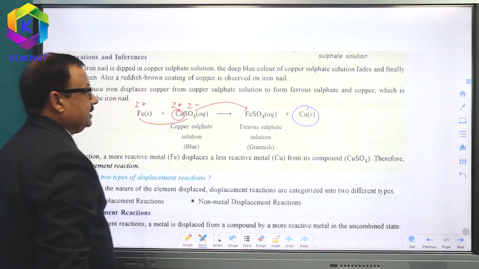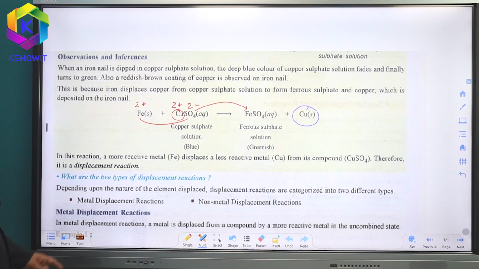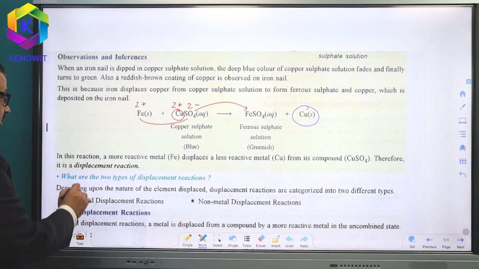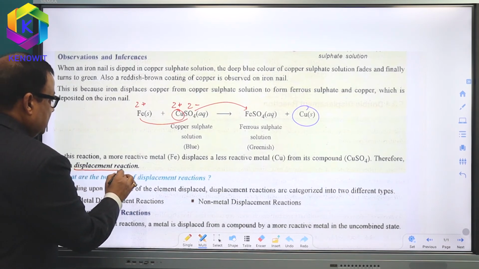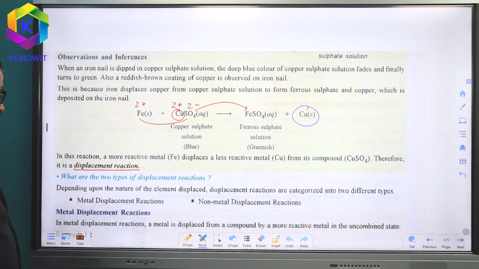So in this case basically iron is more reactive than copper. So this displacement reaction is known as a single displacement reaction, because in this reaction the more reactive metal Fe displaces the less reactive metal copper and forms a compound. Therefore, it is a displacement or single displacement reaction.